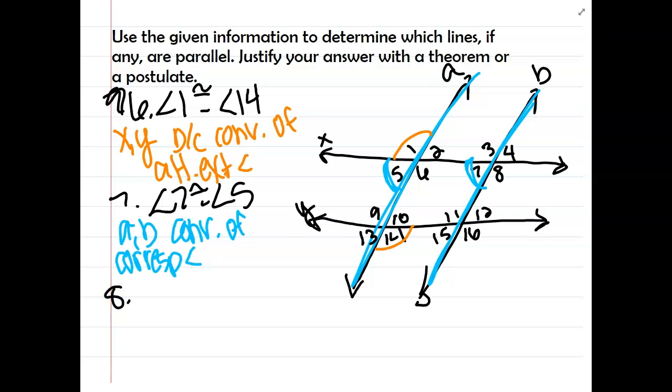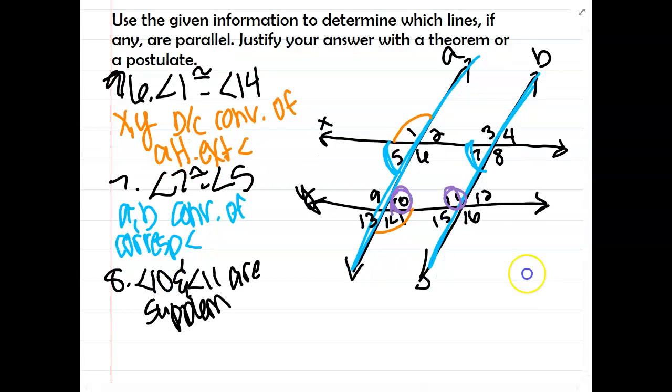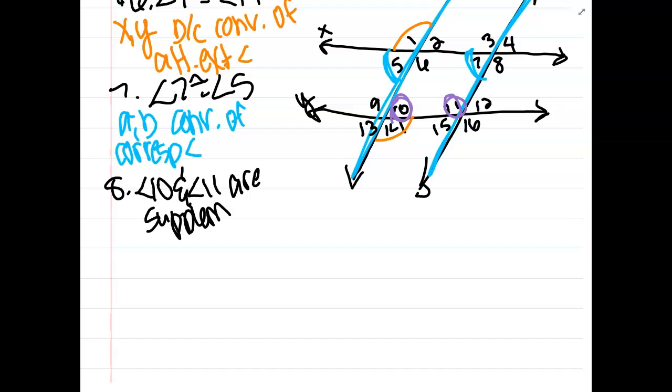And number 8, what if I say angles 10 and 11 are supplementary? So I'm not going to mark them as congruent, maybe I'll circle them. So 10 and 11 are supplementary. How would you classify 10 and 11?